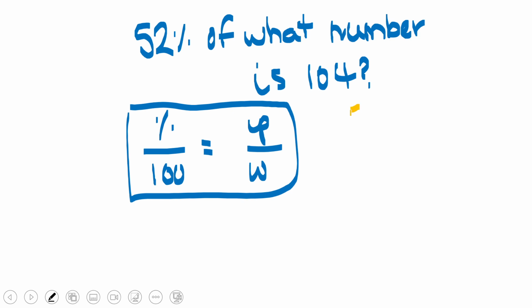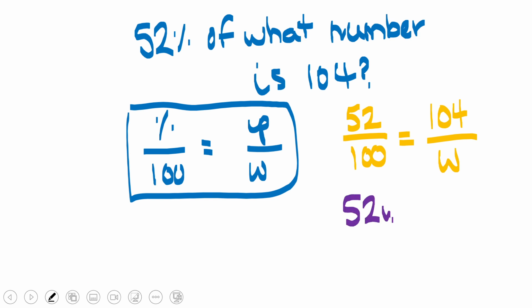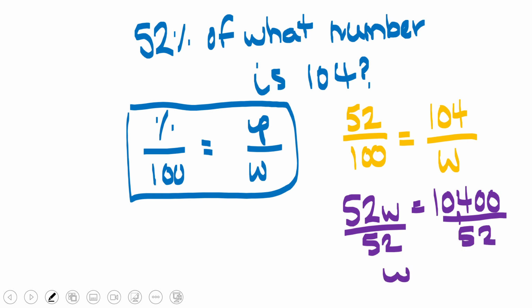Okay, so our percentage is 52 over 100 equals our part, and our what number is the whole. So we're going to have 52W in the butterfly equals 104 times 100. 10,400 on that. Divide by 52 both sides to solve for W. And we have 10,400 divided by 52 here.